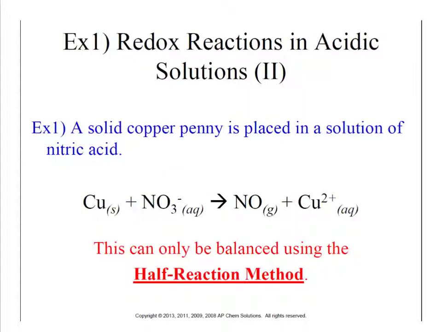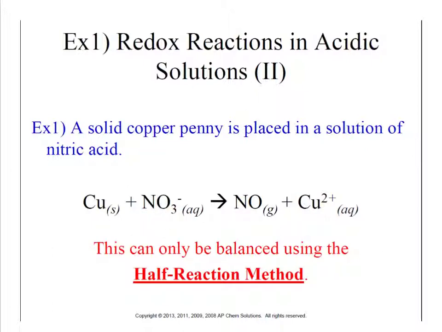So here's an example of copper metal being oxidized by nitrate. That means the copper metal is losing 2 electrons to the nitrate, forming the NO and then the Cu. Now here's the problem. If you try and balance this reaction, remember you've got to balance for molecules and for charges. So molecules works out 1 copper, 1 nitrate, NO3, and then NO.